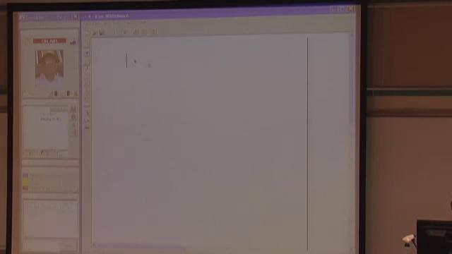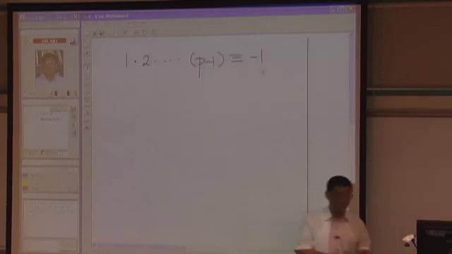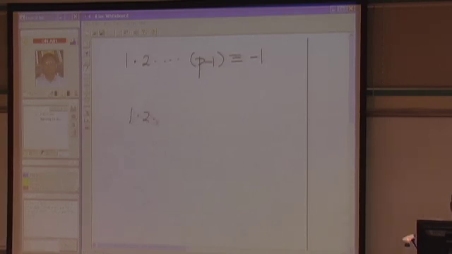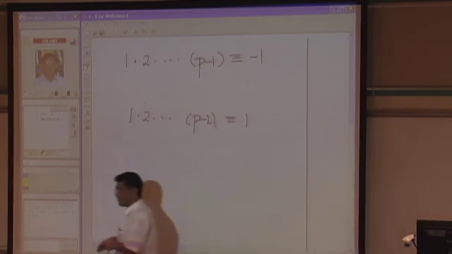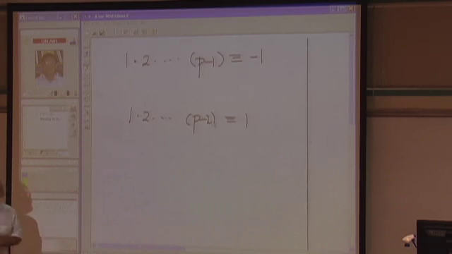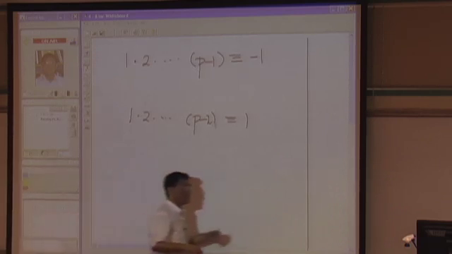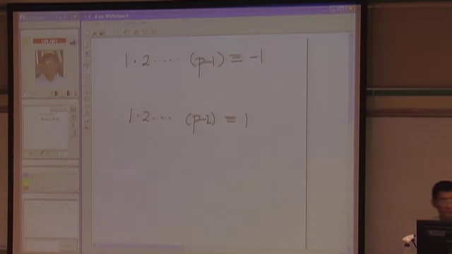1 multiplied by 2 multiplied up to p minus 1 is congruent to negative 1, which is Wilson's theorem. This is equivalent to saying 1 multiplied by 2 multiplied up to p minus 2 is 1. Nice. With one less number, you can cancel out the negative 1, right? So this is the version that we use to prove Wilson's theorem.